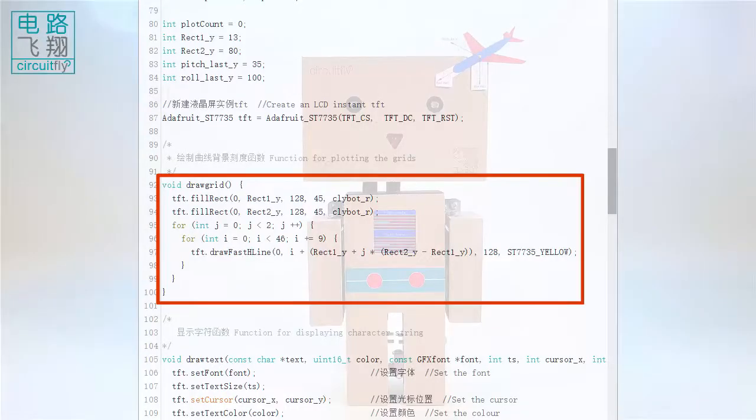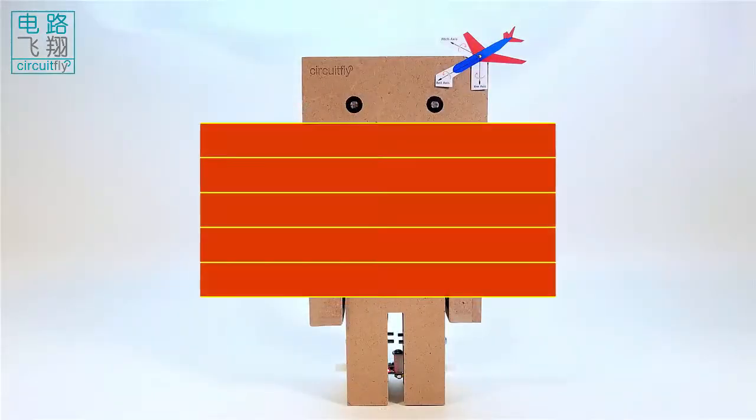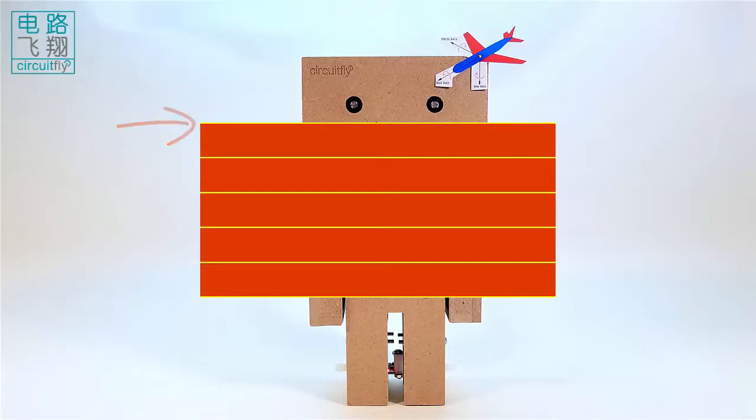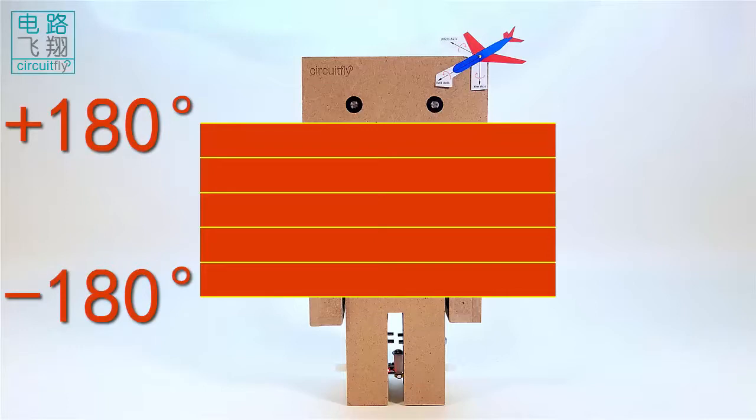Draw grid function prepares two red areas with six horizontal yellow lines in each block for plotting curves. The top yellow line indicates positive 180 degrees, while the bottom indicates minus 180 degrees.